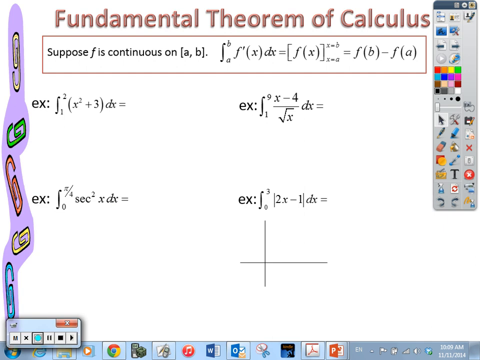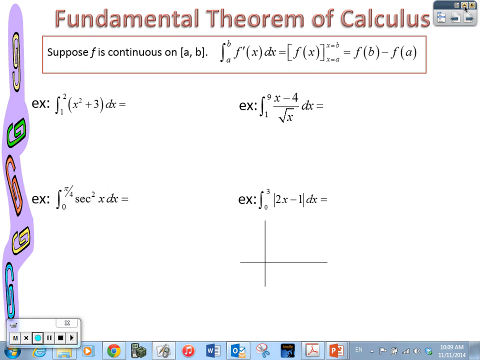Okay guys, let's take a look at today's lesson. We are going to begin our work on the fundamental theorem of calculus. Now there are two parts to the fundamental theorem of calculus, depending on which textbook you read.